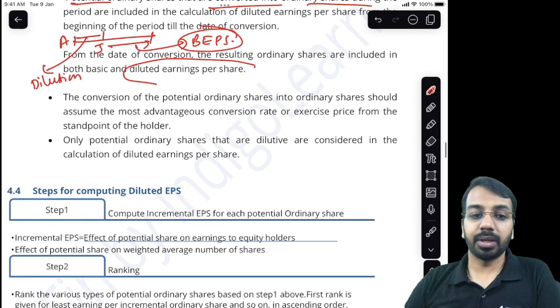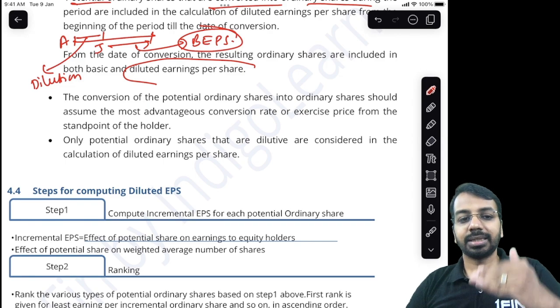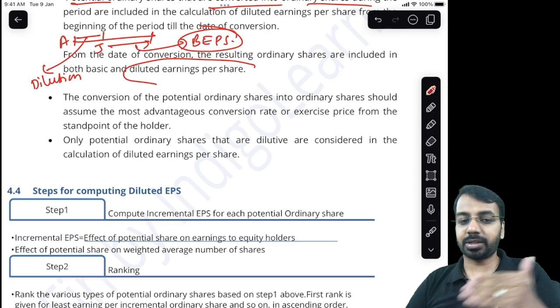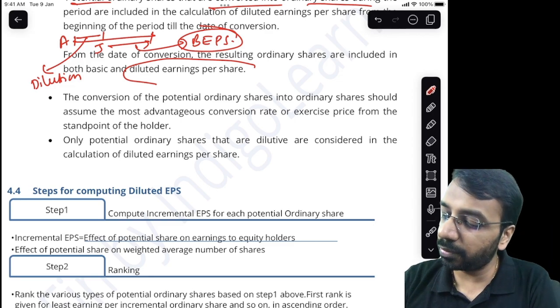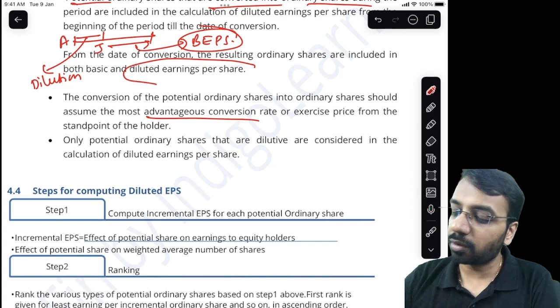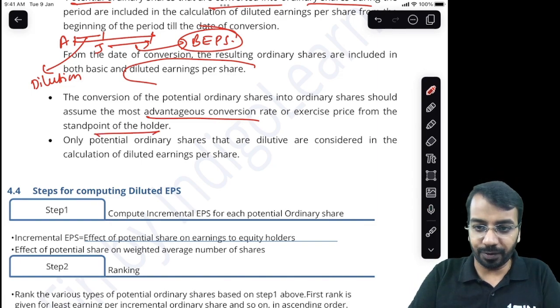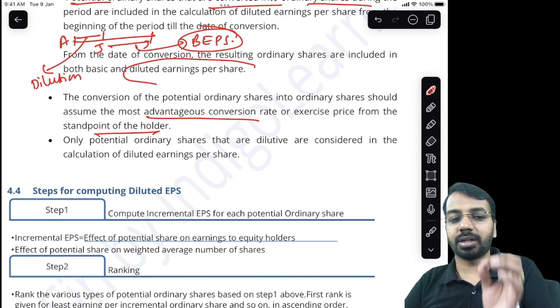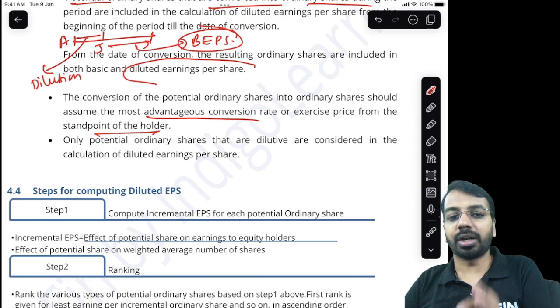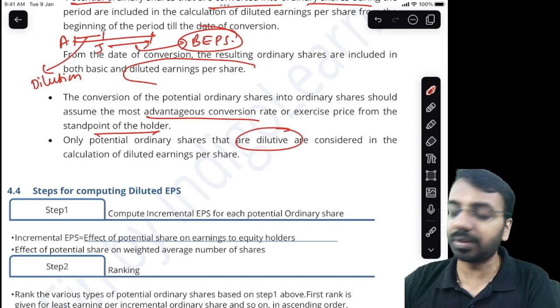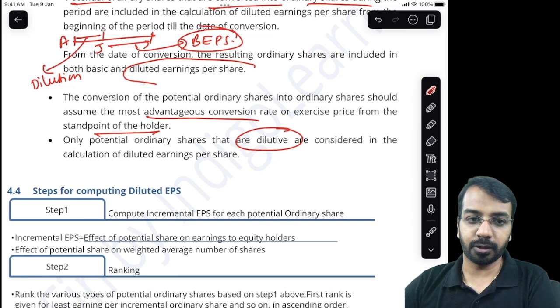Okay, now sometimes what happens is, we'll see a question where there are multiple conversion options possible, number of shares based on the period and all of that. You have to see which is the most advantageous from the point of the holder. Means when will the holder get maximum benefit? That should be the assumption when you're calculating the potential number of shares. Only when they're dilutive, we will consider. If they are anti-dilutive, we will not consider.